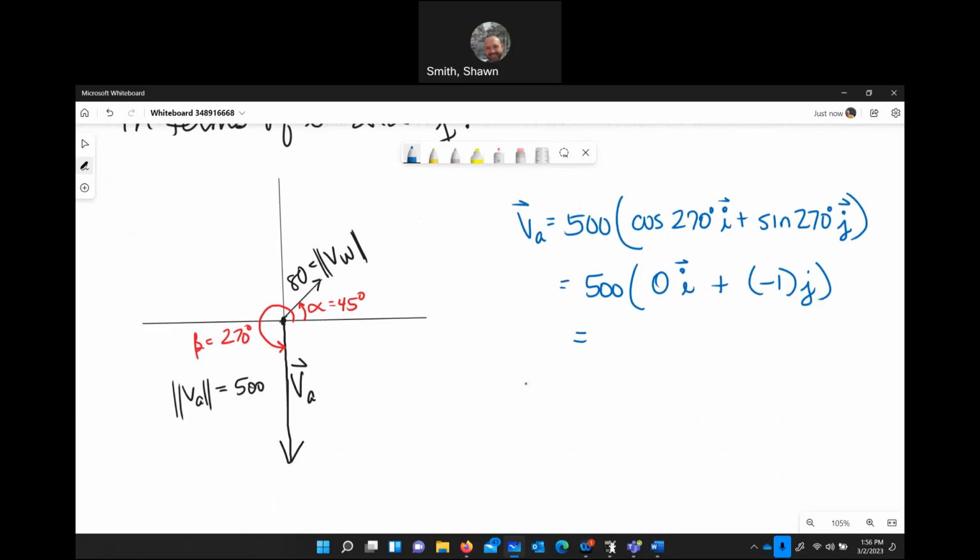So just distribute across: that's 0, that's negative j in the parentheses. 500 times negative j is negative 500j. Does that make sense? You didn't even have to do the arithmetic. Just look at it. You're on the j vector, the opposite j vector, right? The j vector goes up, the negative j vector goes down. 500 times that is the magnitude, right? So this is V_A. Now V sub W.